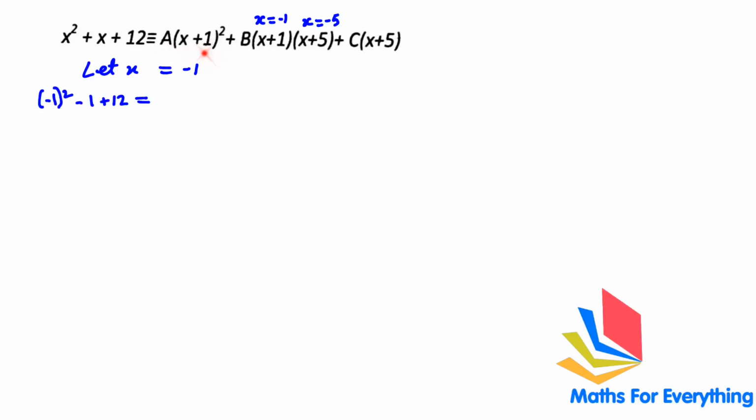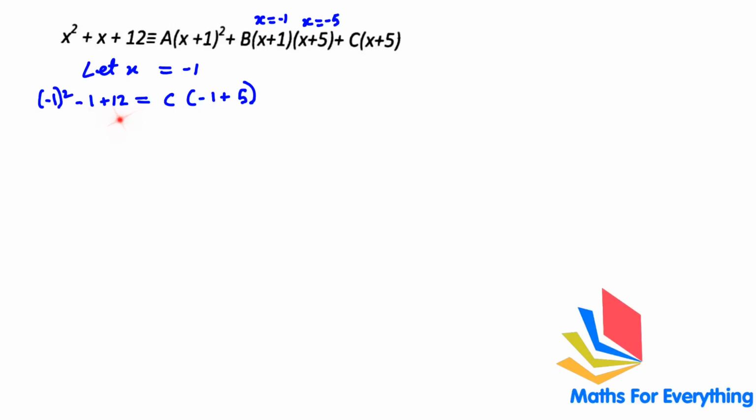We cannot use this because negative 1 plus 1 is 0. 0 multiplied by A is 0, so A is cancelled. You also have a 1 here. Negative 1 plus 1 is 0, so B is cancelled. What are we left with? C. So in place of x, we are going to replace negative 1. That will give us C times negative 1 plus 5.